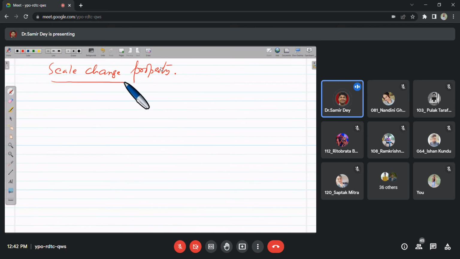Now, listen carefully. Suppose scale change property means if L of Ft is equals to Fs.